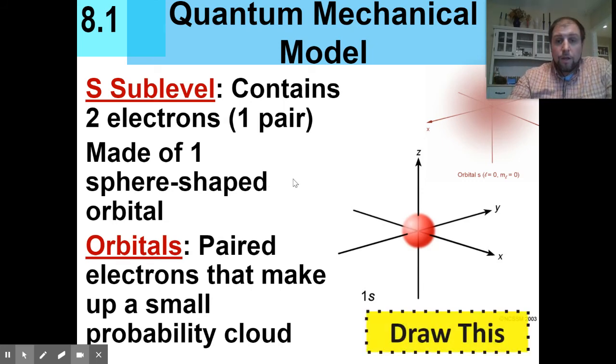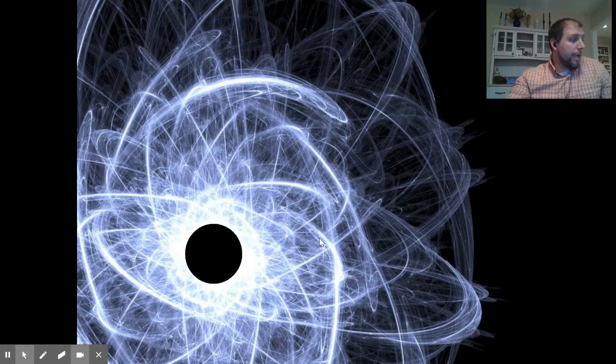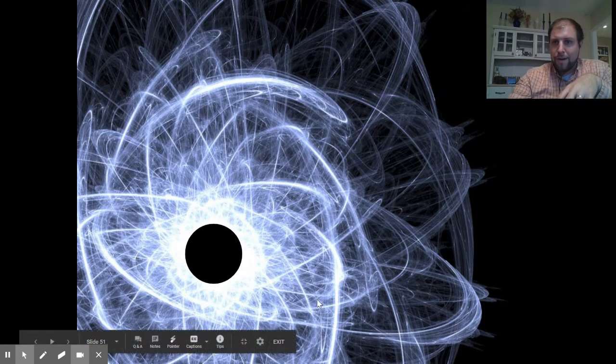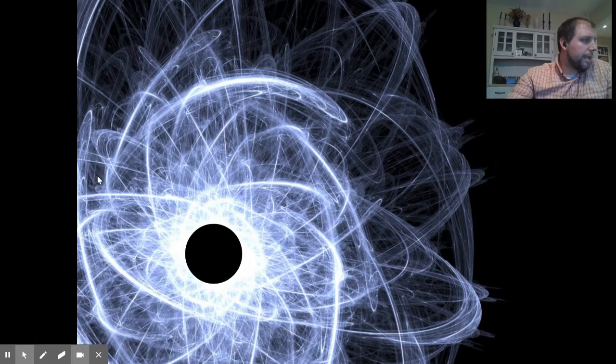Okay, so here's what it looks like. Okay, an artist's representation of the s sublevel. All right, it's just a circular sphere, a cloud of a pair of electrons just zipping around together. Okay, that is what the group of 2 electrons looks like.